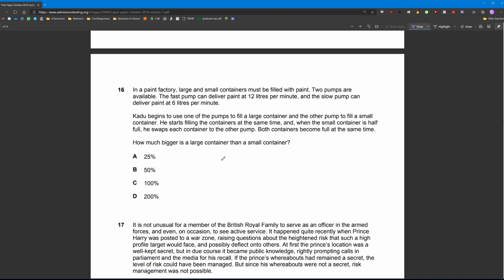Okay, intuitively, I think a large container is 100% bigger because of the idea that one of the pumps is 100% bigger. So let me explain. Oh, no. Maybe this is not right. But anyways, if I have some pump here, and the small container is half the size, right?